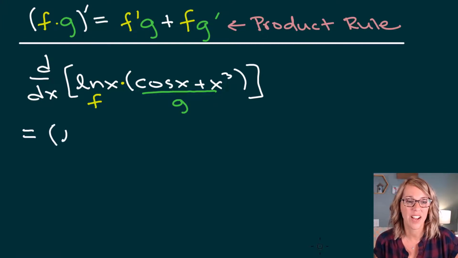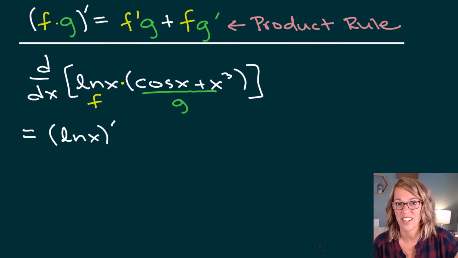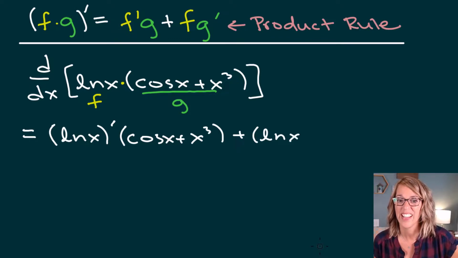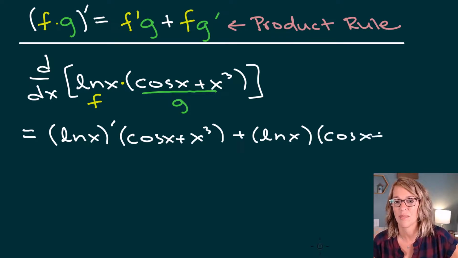So I'm going to go ahead and write this out so you can see what I'm doing. So the natural log of x is going to get differentiated. That's f prime. I'm going to leave g, so cosine x plus x cubed. And then again, writing this out, the natural log is going to stay put. And I'm going to differentiate that second function. So differentiating cosine x plus x cubed. That's supposed to be a cosine x. And then that's going to be prime.